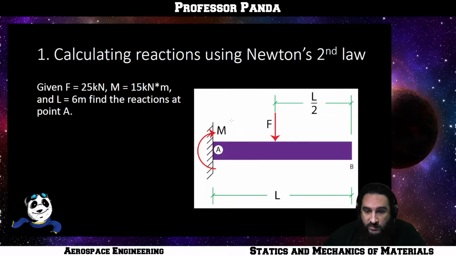We have a concentrated moment labeled M here, and a concentrated load labeled F. It looks like it's acting at a distance of half the length of the beam, and there's nothing going on out at B. It's just hanging in free air. You can think of this as a post to hang a sign outside of a business, something like that.